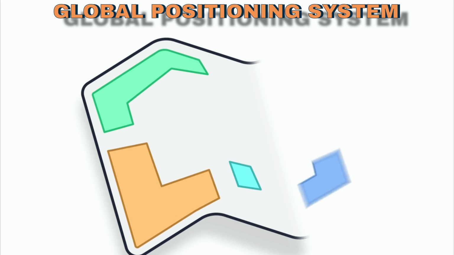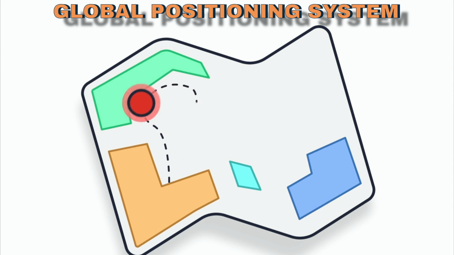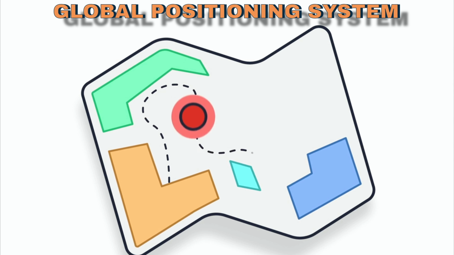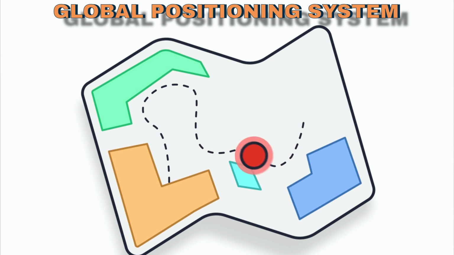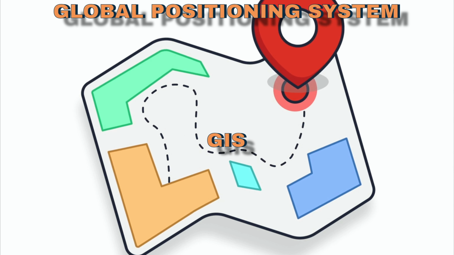GPS, known as the Global Positioning System, utilizes the same coordinate system to measure the location of any place or person on Earth. GPS, used to measure location-based data, is an important part of geographic information technology, which includes the Geographic Information System (GIS).